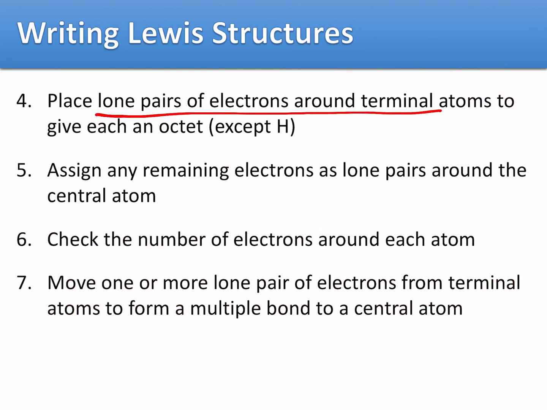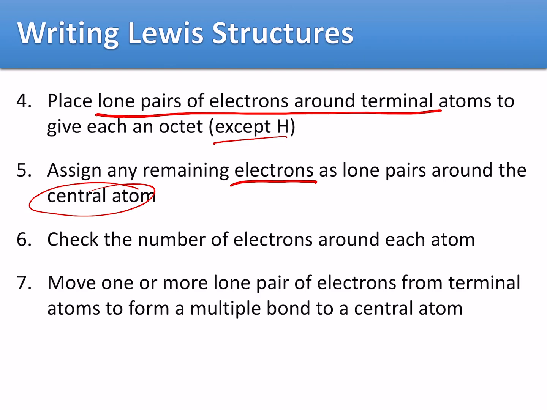Those lone pairs in terminal atoms, you are aiming for completing 8 electrons around the last shell for each one of those terminal atoms. Remember, the exception is hydrogen, which only needs 2. If you have electrons remaining after you do that, then you put them in the central atom.